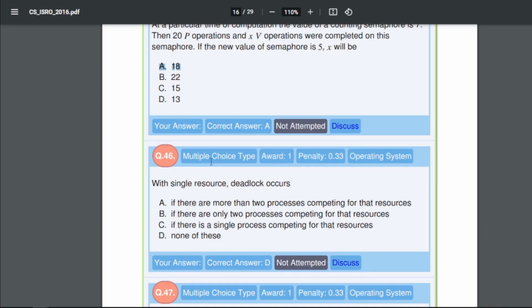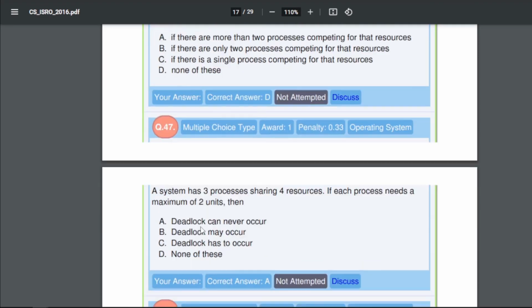Question number 46: with a single resource, deadlock occurs, D, none of these. With a single resource, deadlock occurs: none of these. So D will be the answer.